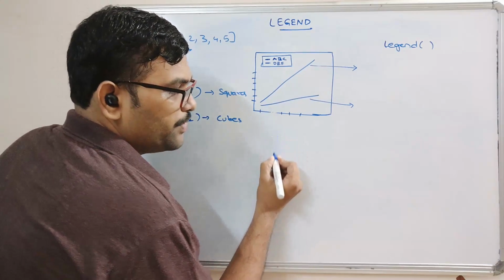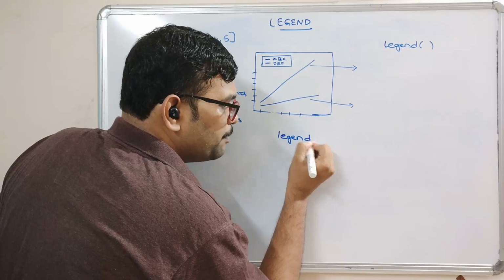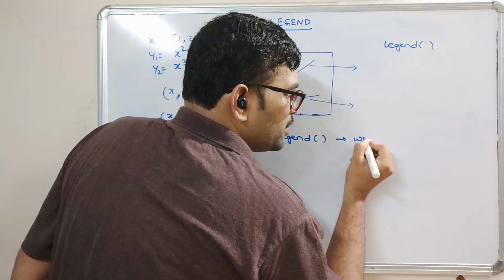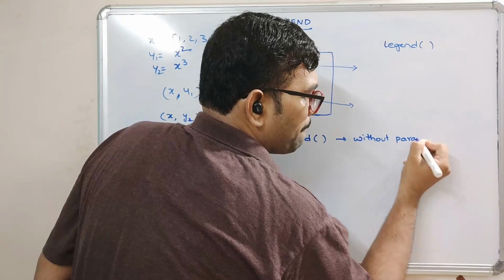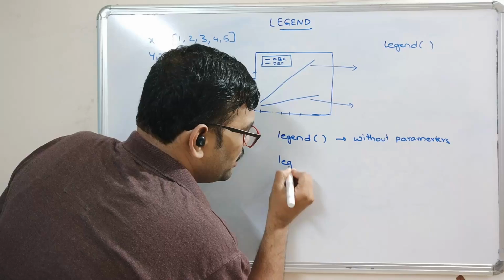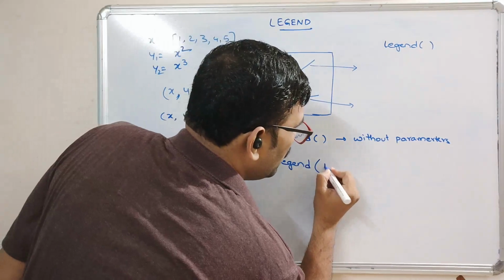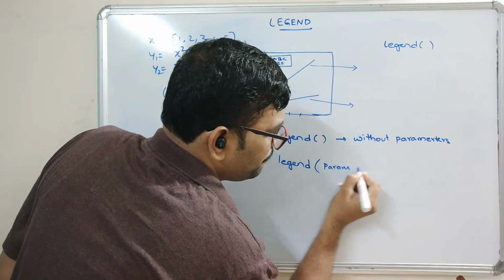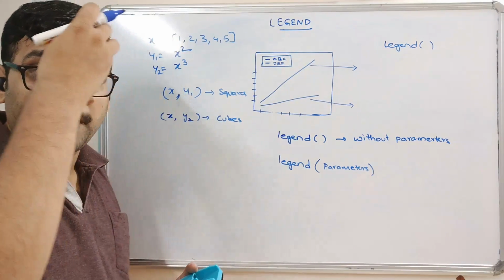For that purpose, we can implement this by using two methods. One is legend without parameters. And here we can also implement the same legend function by using different parameters. So first let us see the legend without parameters.